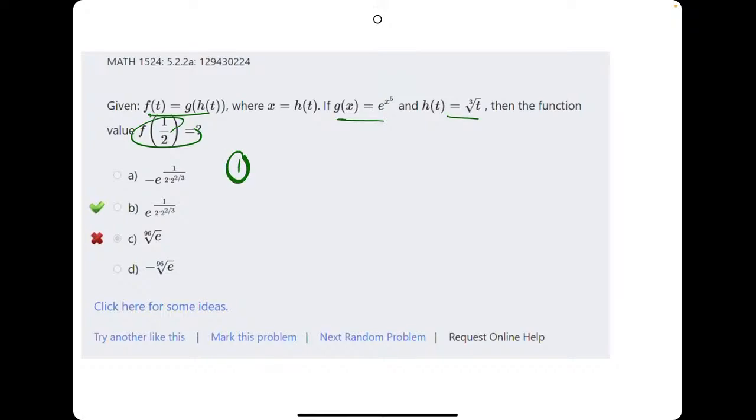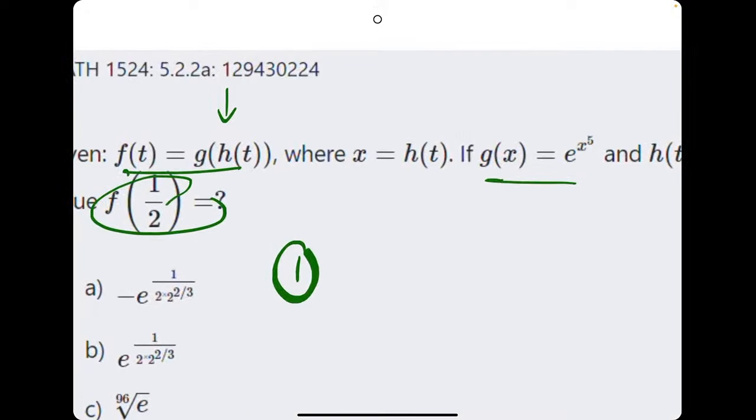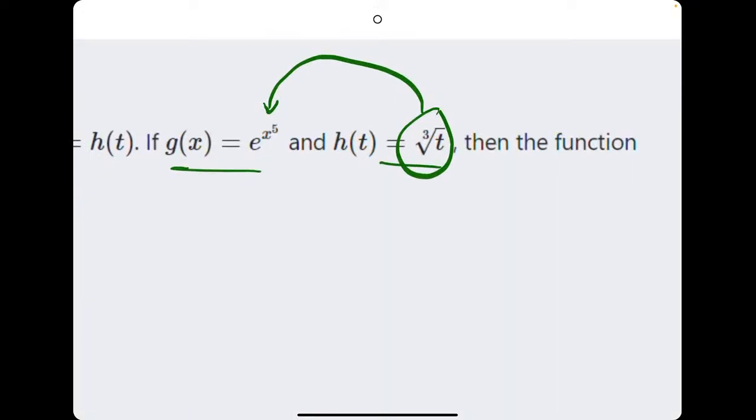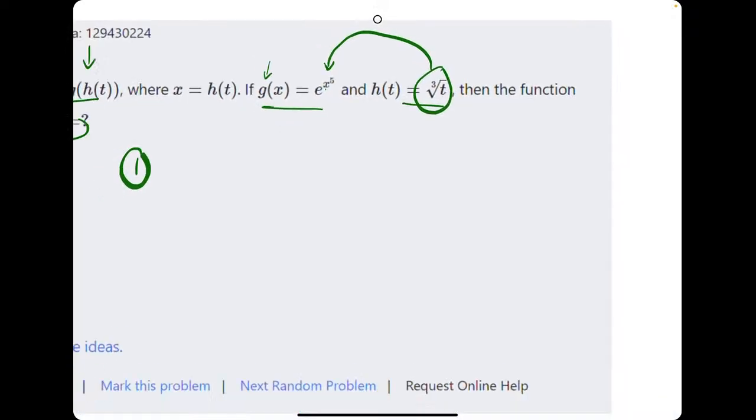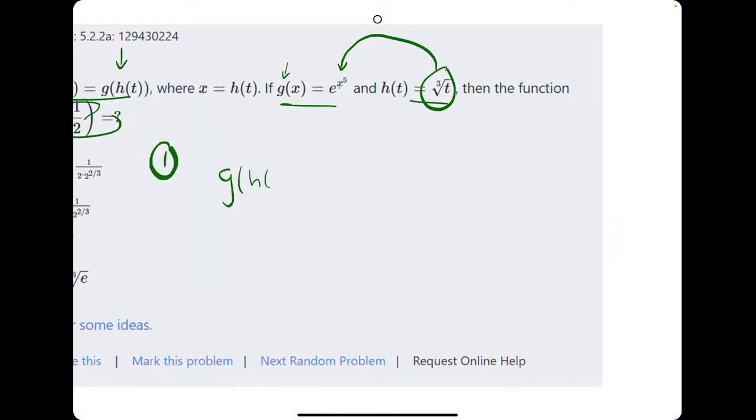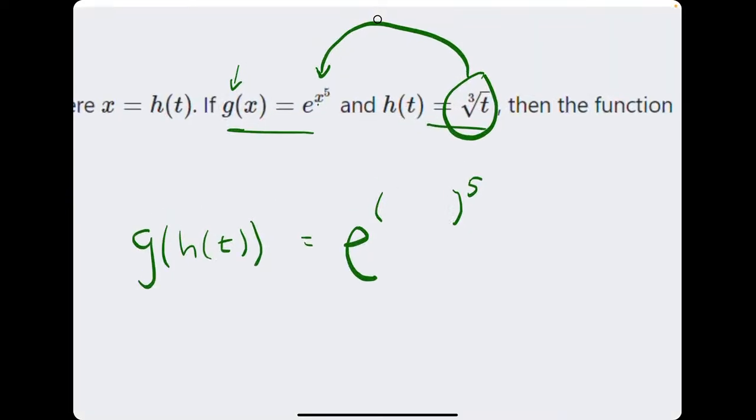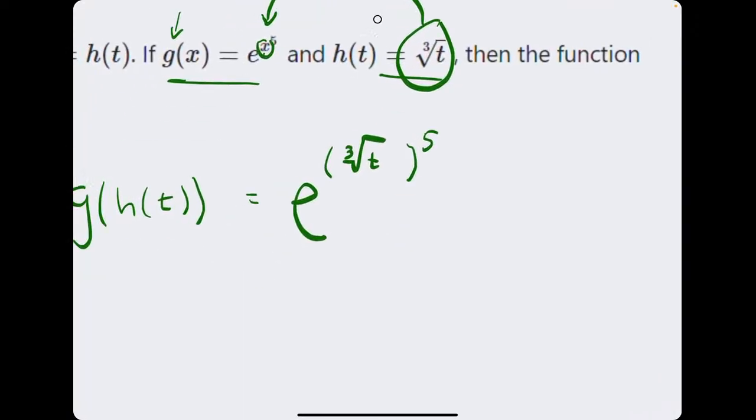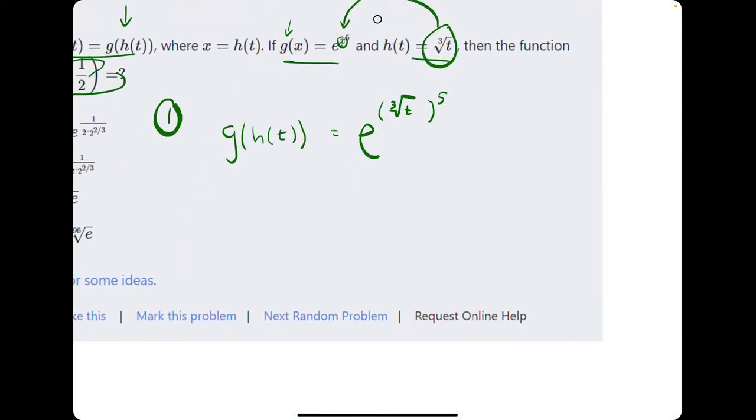So the first step is to identify G and H, because what we're doing is composing G and H, where if we have G of H of T, that means H will be plugged in wherever we see an X in G. So we're going to basically start with G, and we get E to the something to the 5th. So in place of this X, we are plugging in the function H. So we have E to the cube root of T to the 5th.